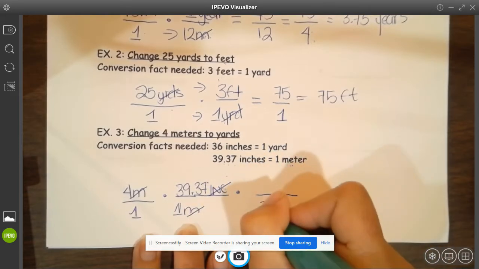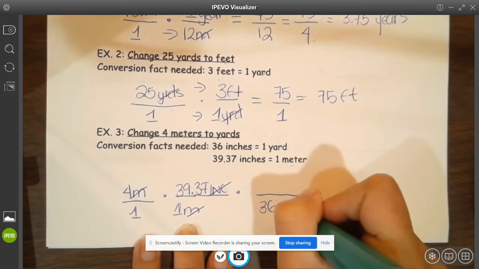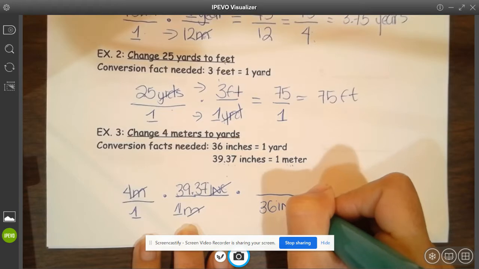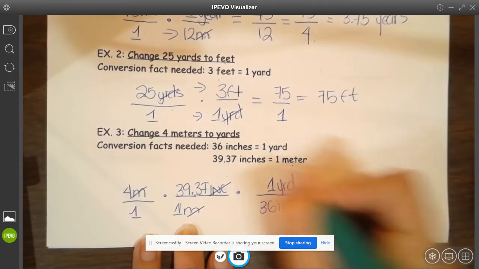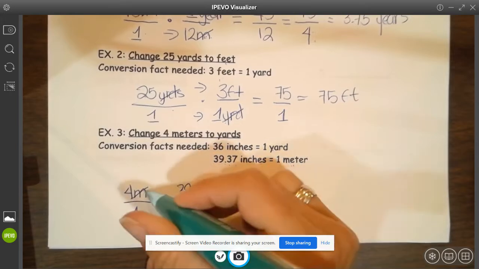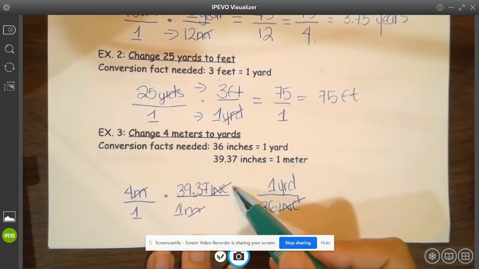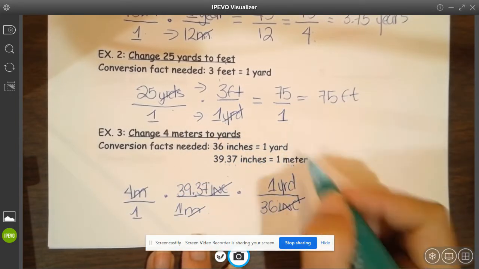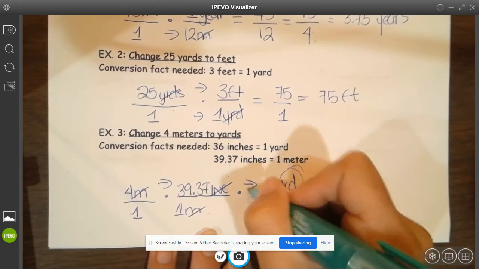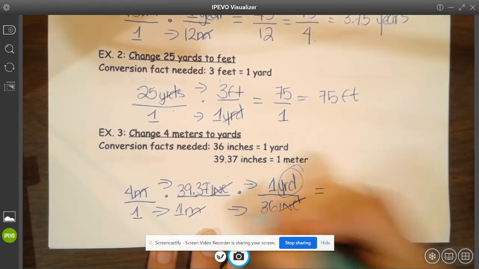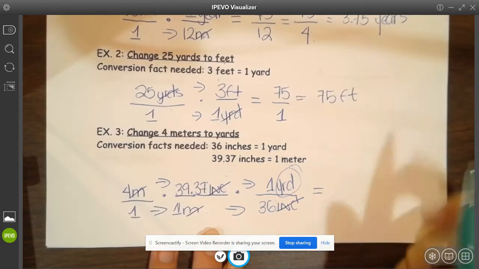So inches go on the bottom, so I can cancel it. And then 1 yard. So I can cancel inches because they're across from each other. So meters with meters, inches with inches, and then my answer will be in yards. So now I'm going to multiply all the numerators, multiply all the denominators, and then divide at the end.